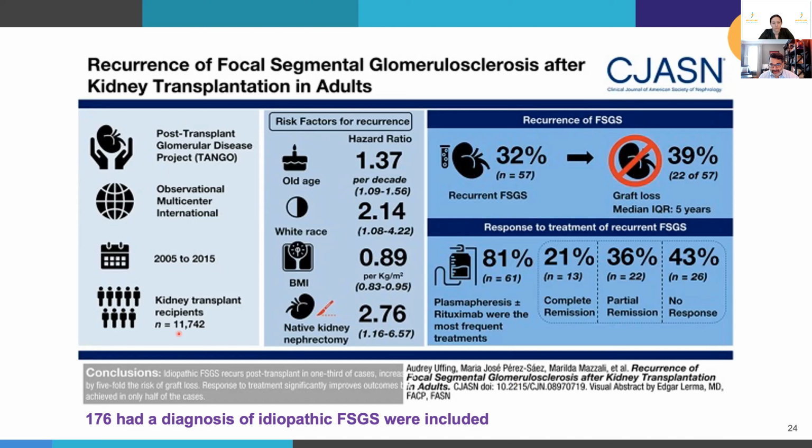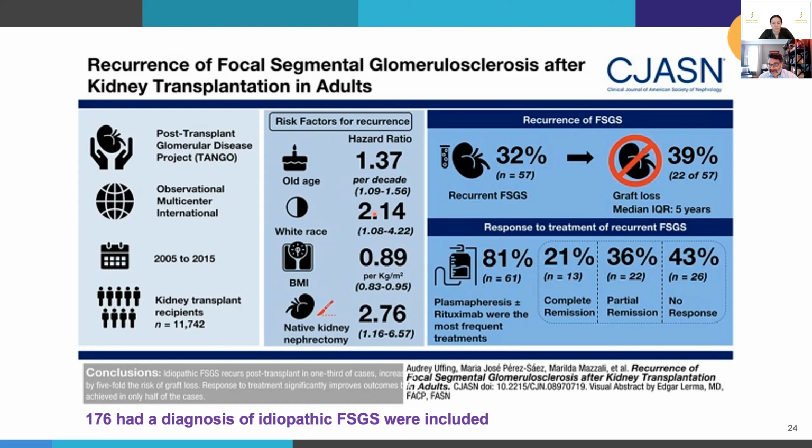This abstract's a little bit misleading because they talk about 11,000 patients with glomerulonephritis that were part of TANGO, and that is the number of patients in the registry. But within this one study, there's only 176 patients who had FSGS pre-transplant. And you can see that as patients got older, their risk of recurrence went up.